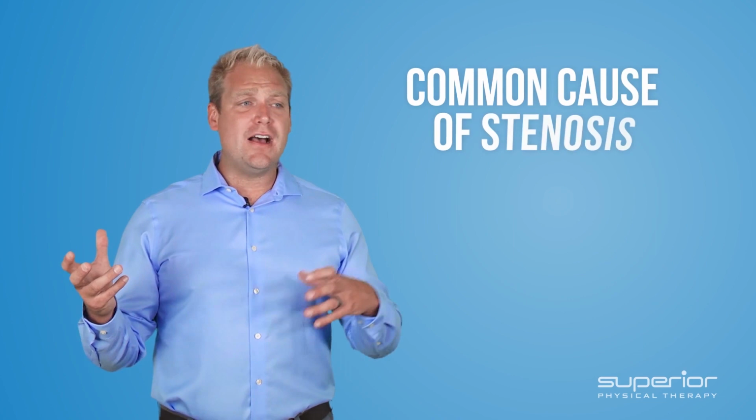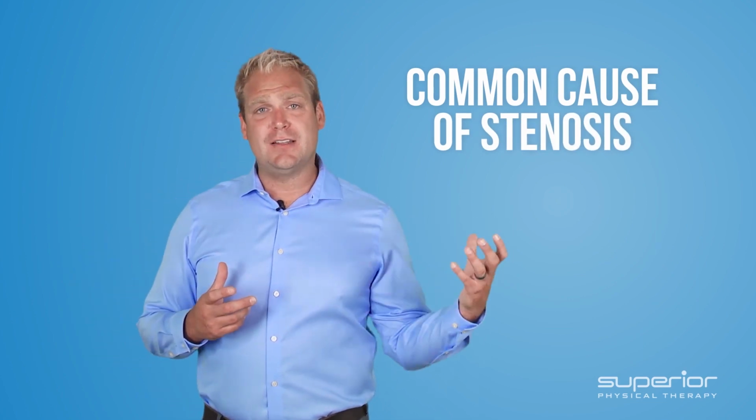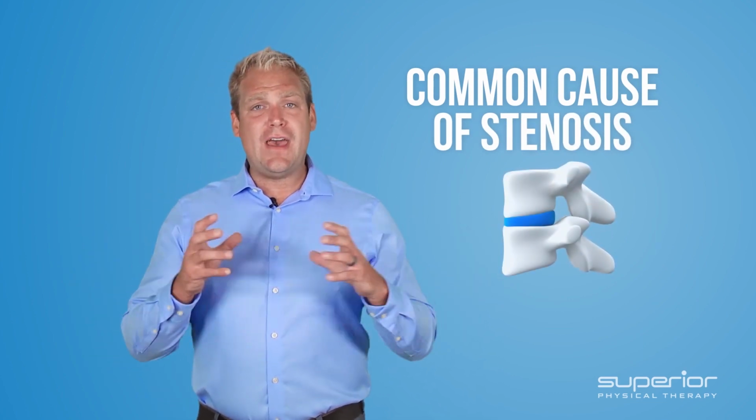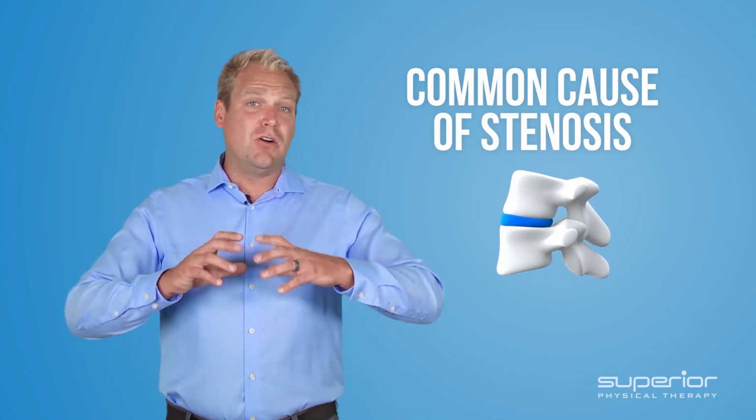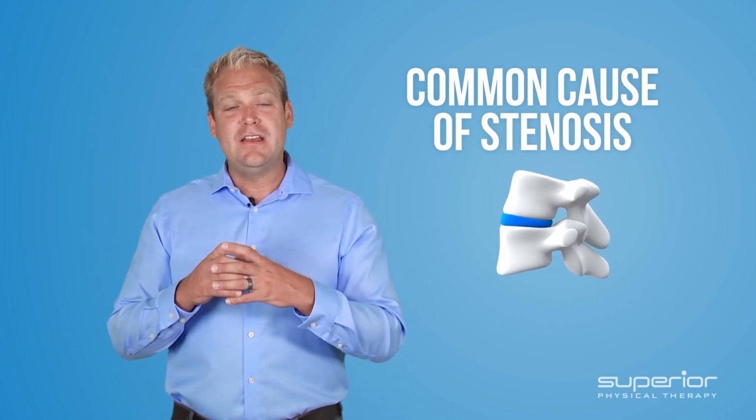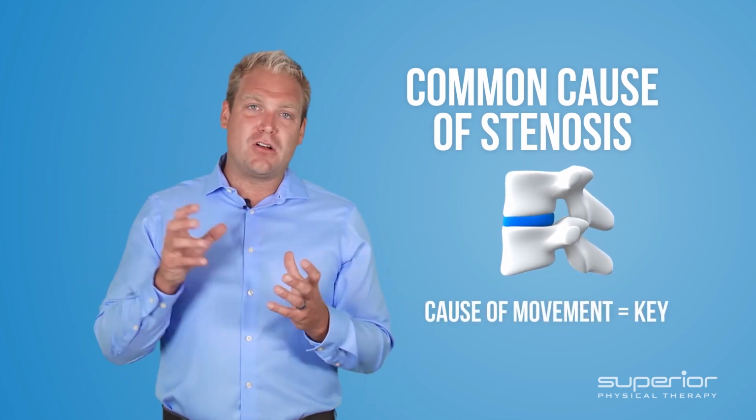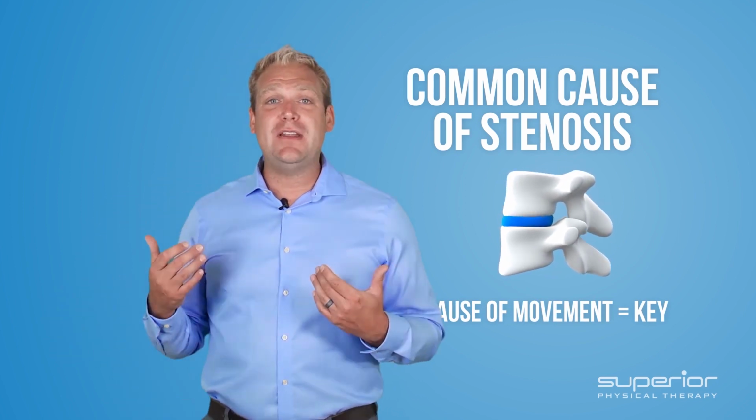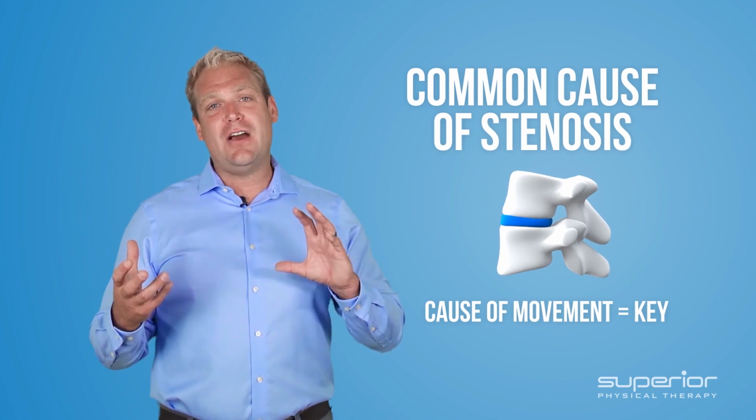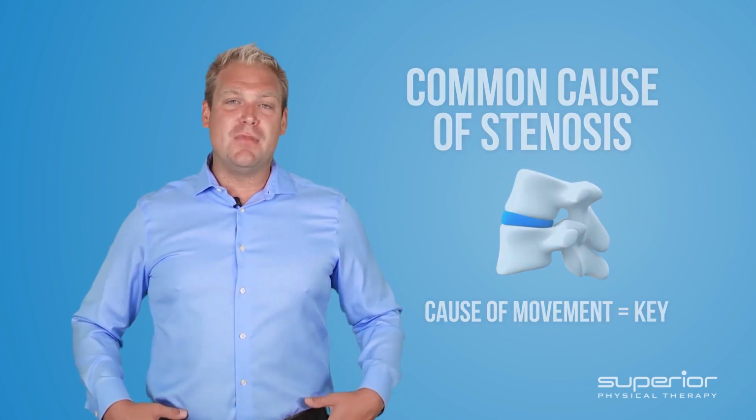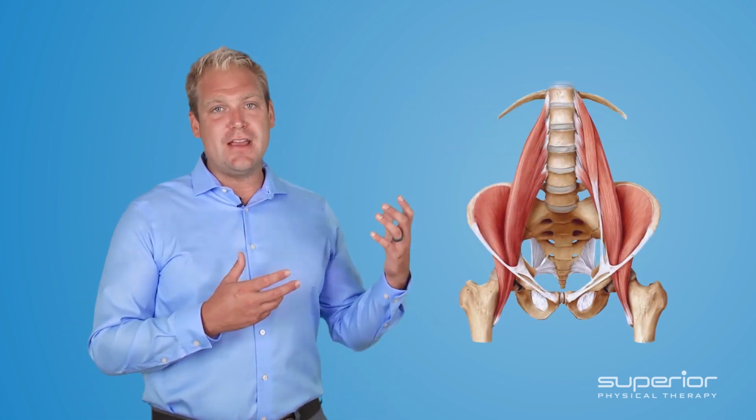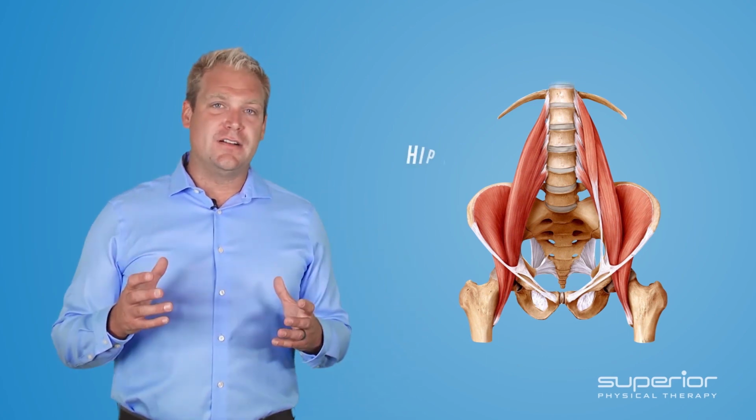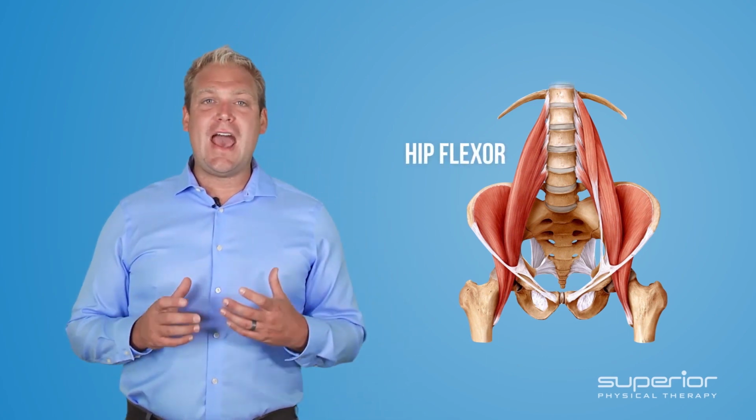Let's talk about the common cause. Again, there's a difference between the common cause and the type. We already talked about the type. But we know that hole is dynamic. When you're moving, the hole is either opening up or closing down, so the movements that make the hole close down are the key. There's a really common area in the body that causes that hole to close, and it's a muscle in the front of the hips, which you can see right here. That muscle is called the hip flexor. The name doesn't really matter, but where it's at is really important.